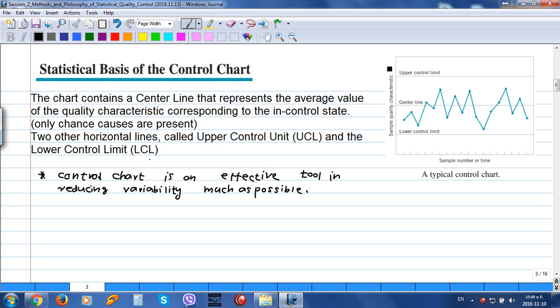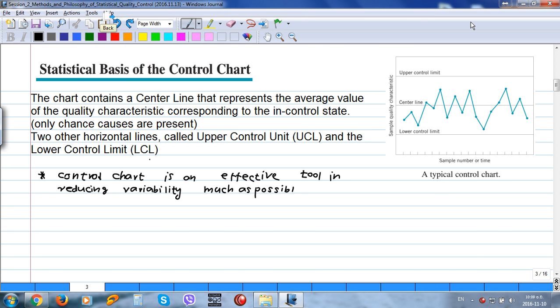So this is a control chart. In the control chart, you can see on the x-axis the sample number or time, and on the y-axis the sample quality characteristic. So for the x-axis we are using sample number or time, and for the y-axis the sample quality characteristic is used.